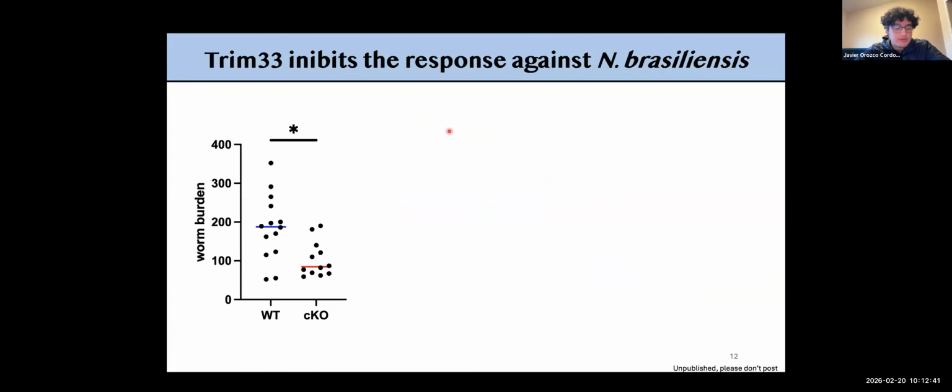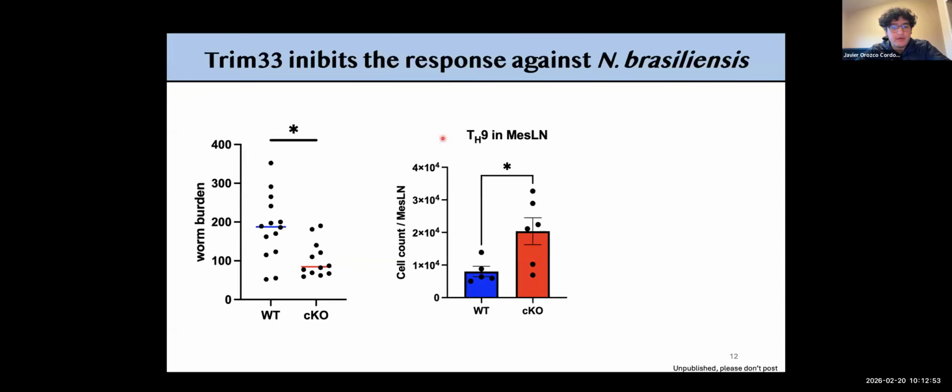What we found is that when we challenge the knockout mice, they have a smaller worm burden, suggesting that they have a better anti-helminth response against this ailment. So TRIM33 is somehow inhibiting this. We do flow cytometry. We found higher numbers of Th9 cells in mesenteric lymph nodes as well as in lung, which is also an important organ and active inflammatory site in this model.